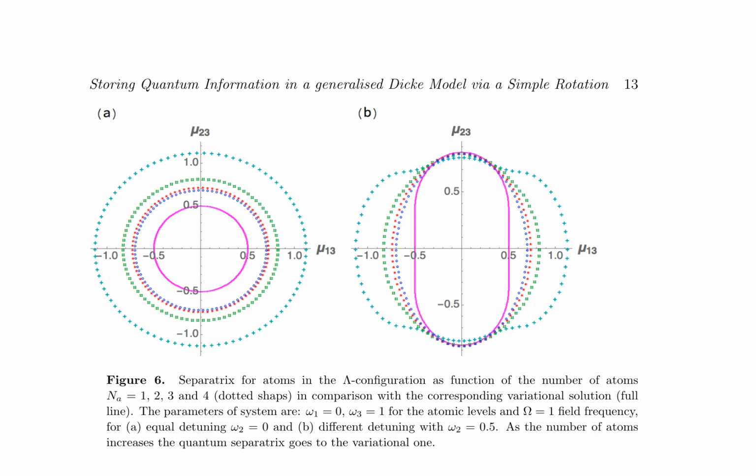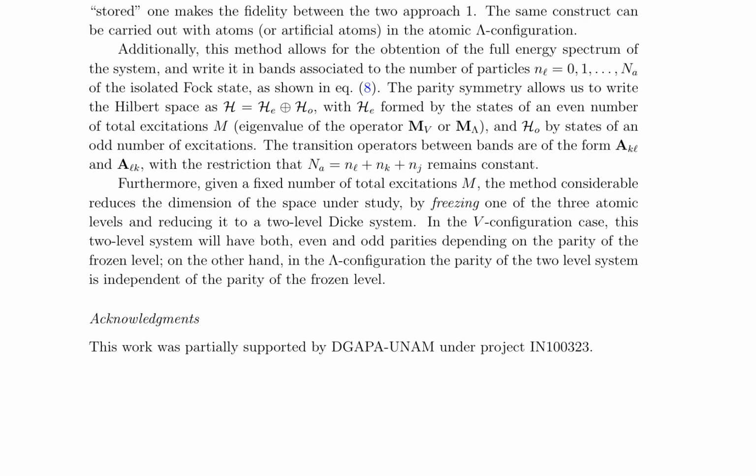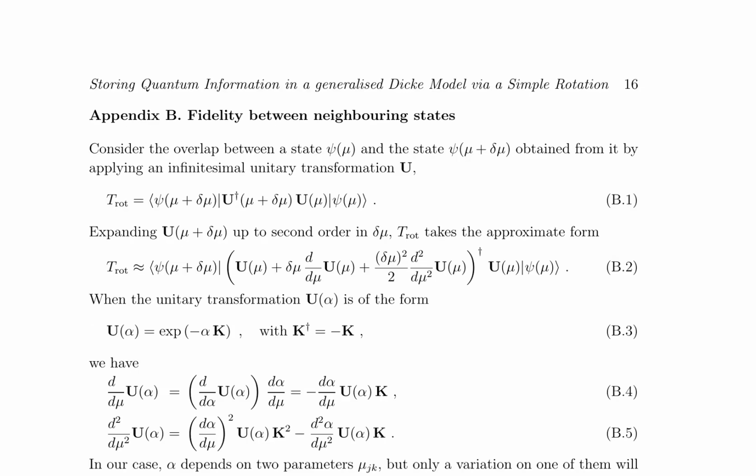The research discusses the storage of quantum information in a generalized Dicke model using a simple rotation. It begins by introducing the concept of a rotation operator and derives differential equations for transformed atomic transition operators. The authors solve these equations to obtain explicit expressions for the transformed operators, which are valid for an n-dimensional algebra. The transformations are applied to different atomic configurations, such as the Xi, Lambda, and V configurations, each with its own specific rotation defined by the forbidden atomic transition.